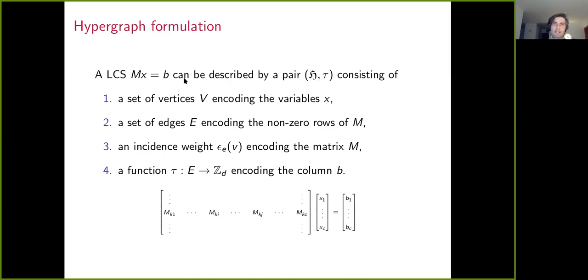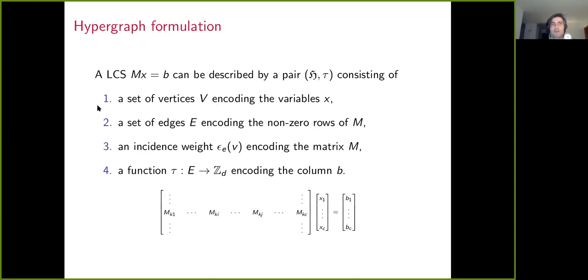So we can reformulate it using a hypergraph H and a function tau. The vertices of the hypergraph encode the variables x1 to xn. The edges are going to correspond to non-zero rows in the matrix M. And the entries of M are going to correspond to an incidence weight on the hypergraph.